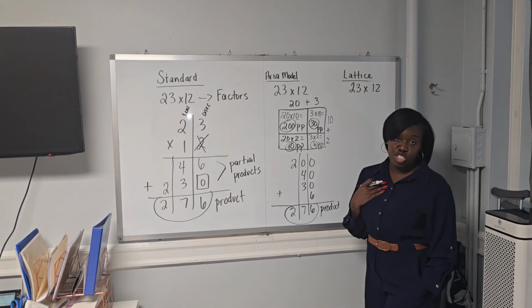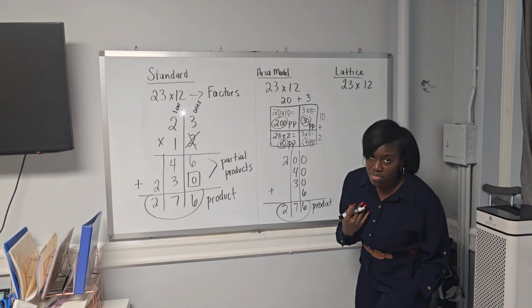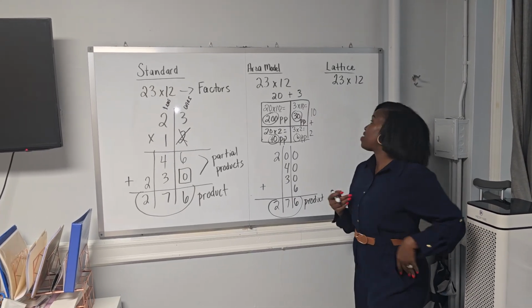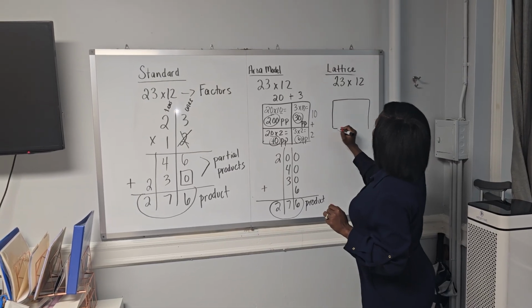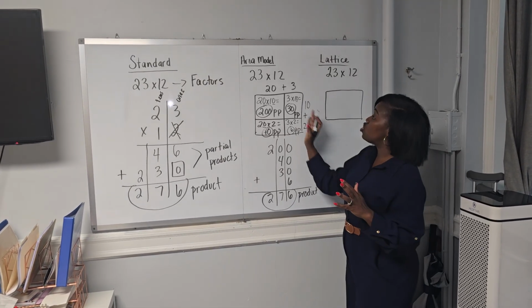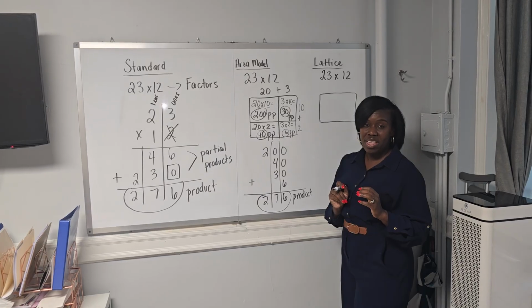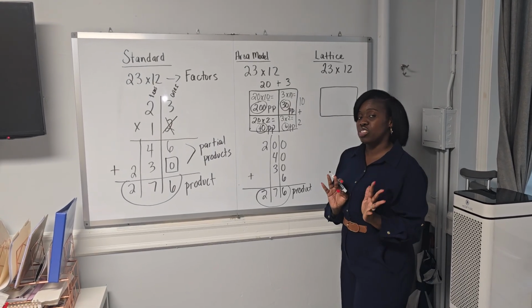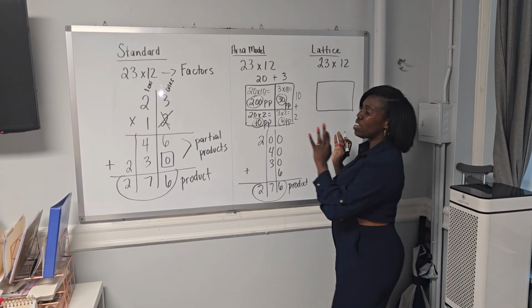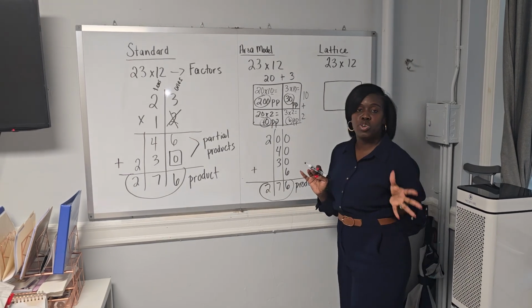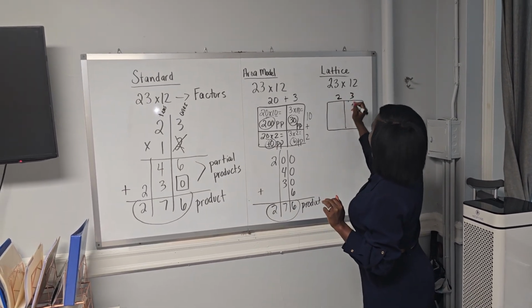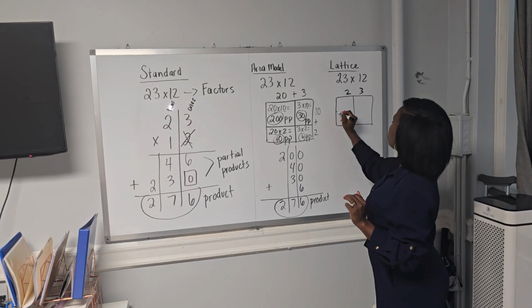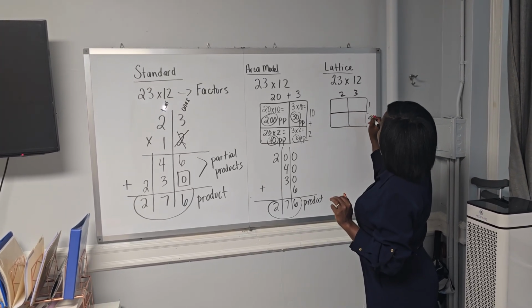The last but not least strategy is my ultimate fave. It is called the lattice method. Now, the lattice method, we are going to draw a box similar to area model, okay? This strategy does not focus on place value, though. It's more like the standard algorithm. We're just going to be multiplying digits. So I'm going to break that into 2. I'm going to break this into 2.